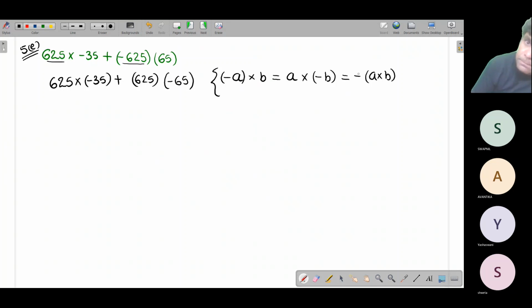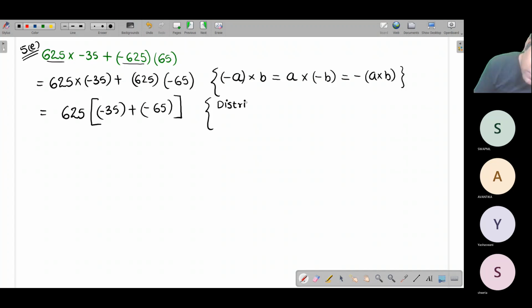Getting my point? Yes, sir. Okay, so using this property, now 625 is a common thing. So you can use 625 here. Can you use this? Yes, sir. Minus of 35 plus of minus of 65. Again, you will get a very simple thing, that 100. Why do you write it? Distributive over addition. A times B plus A times C can be written as A as the common and B and C as a sum inside the bracket. Getting my point?